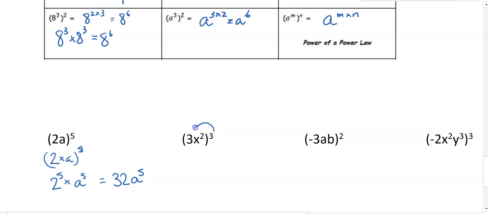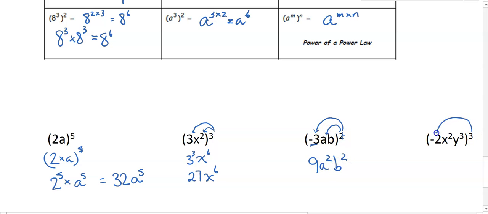So here, this becomes 3 cubed multiplied by x to the power of 6. Or in other words, 27, not 9. It's 3 times 3 times 3, x to the power of 6. Here we have negative 3 squared. Negative 3 times negative 3 is 9. The 2 goes to the a, and the 2 goes to the b.